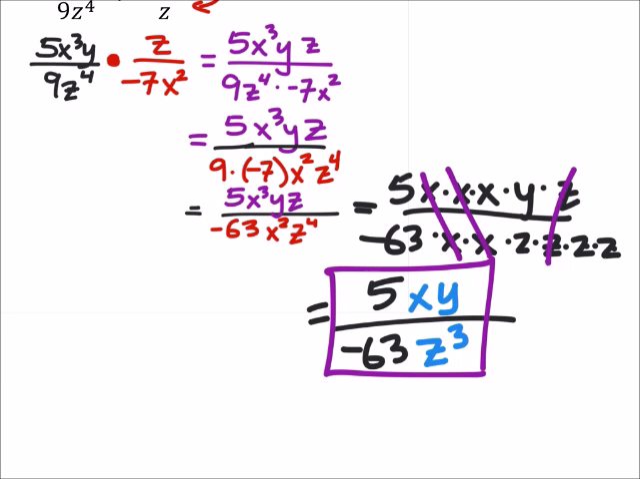Something else about this answer is that it doesn't matter where that negative is. Some people prefer the negative to be next to the fraction line like this. If for some reason you put it in the numerator, that's not going to be a big deal either.